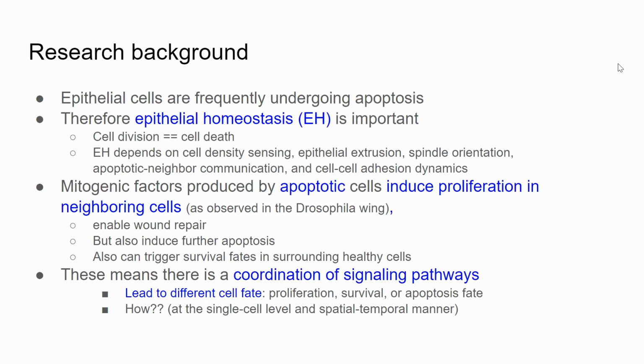A study in Drosophila observed that the mitogenic factor produced by apoptotic cells is able to induce proliferation in neighboring cells, which enables wound repair. But some of them induce further apoptosis, and others may trigger a survival fate in the surrounding neighboring cells. This means there must be a coordination of signaling pathways that lead to different cell fates, like proliferation, survival, or apoptosis. So how does it actually happen at the single cell level and in a spatial and temporal manner?